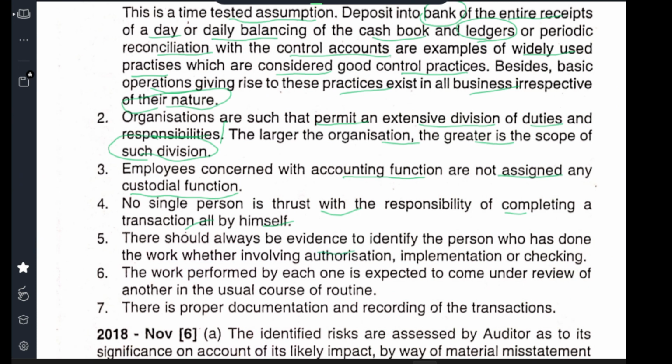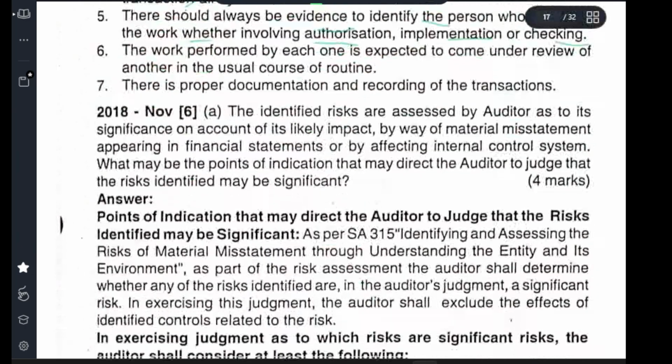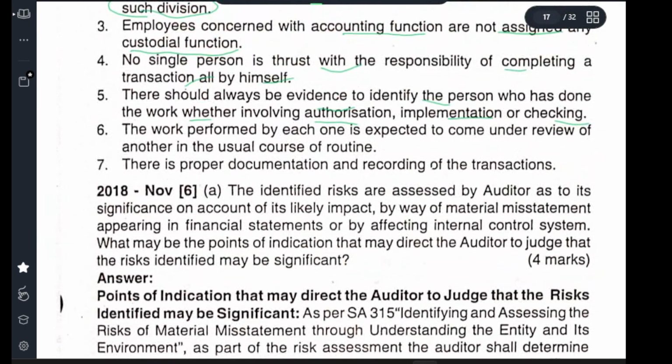There should always be evidence to identify the person who has done the work, whether involving authorization, implementation, or checking. Whatever work the employees do, there should be checking and an entry: who did this entry, on which date. Work performed by each one is expected to come under review of another in the usual course of routine. At least the maker checker concept should be there. There should be proper documentation and recording of transactions. Everything should be recorded and documented regarding a transaction. This control should be maintained in the company.